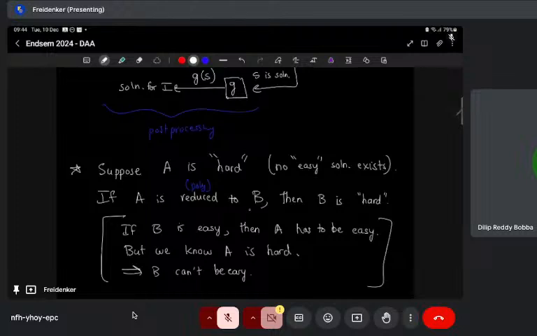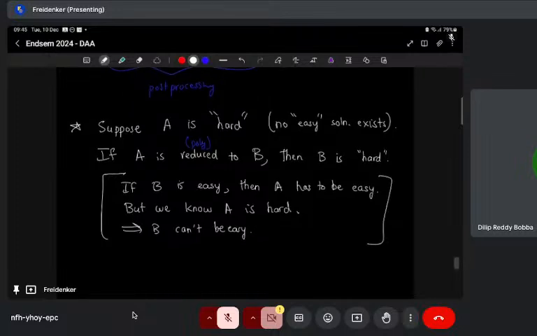Because if B is easy, it means A is no longer hard. It's going to be an easy problem because you're going to reduce A to B in polynomial time and then solve B in polynomial time. That would make it easy, right? So if you know that A is a hard problem, then you can't reduce it to any other problem which is an easy problem. Or in other words, if you can't reduce a problem to any other easy problem, that means the problem you have at hand is a hard problem.